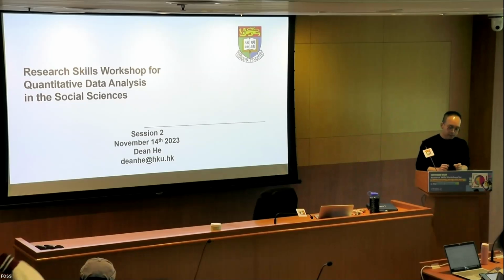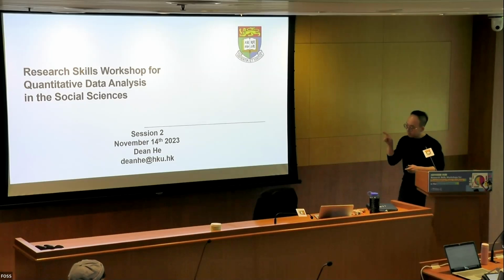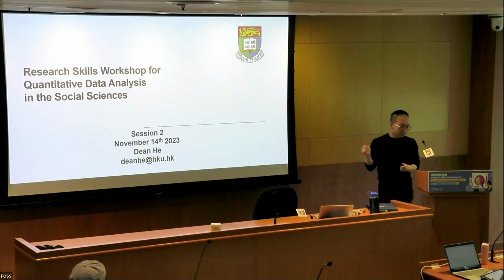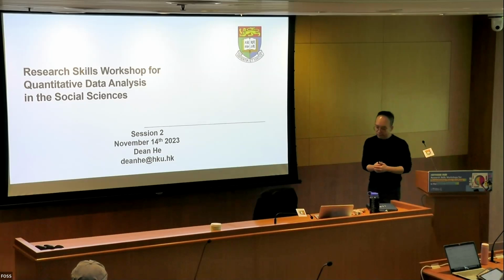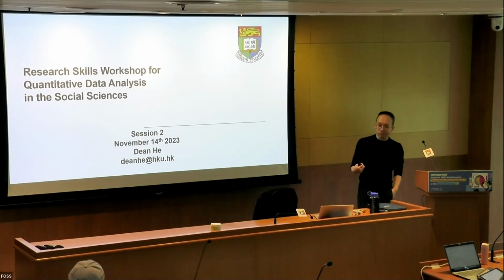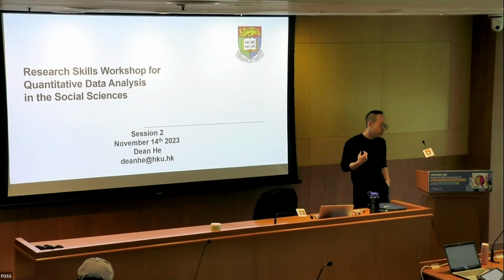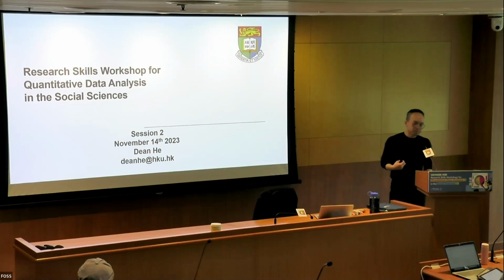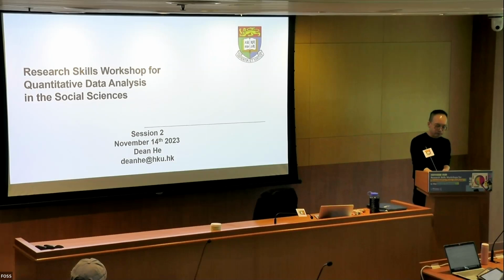Okay. So this is session 2 of the research skills workshop for quantitative data analysis in social sciences. My name is Ding He. I am a full-time lecturer at the Faculty of Social Science, but I also teach at the Faculty of Business Economics. I teach a class called Modern Business Econometrics. Basically, it's quantitative methods too. Moved to Hong Kong last year. I did my PhD at Columbia, studied economics and then policy. So that's a little bit about me.